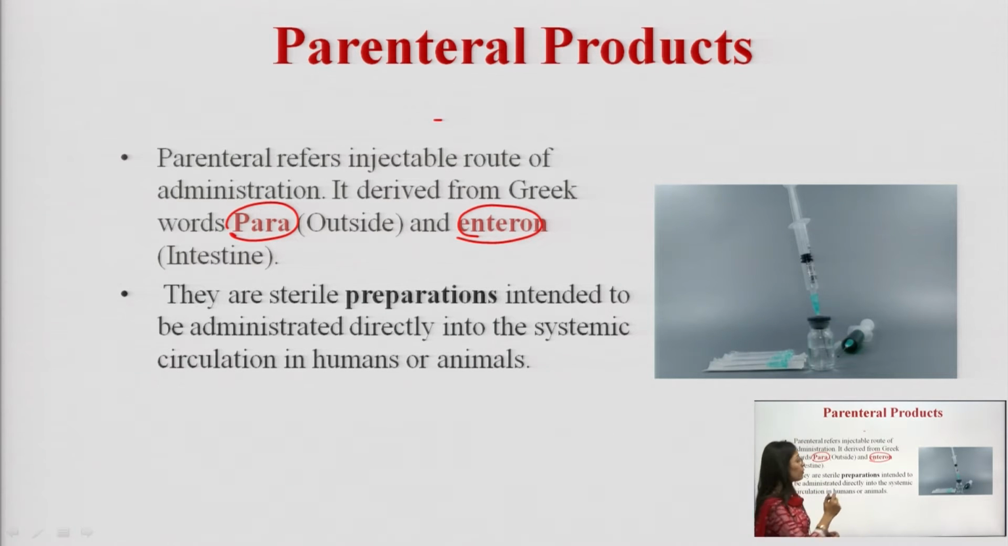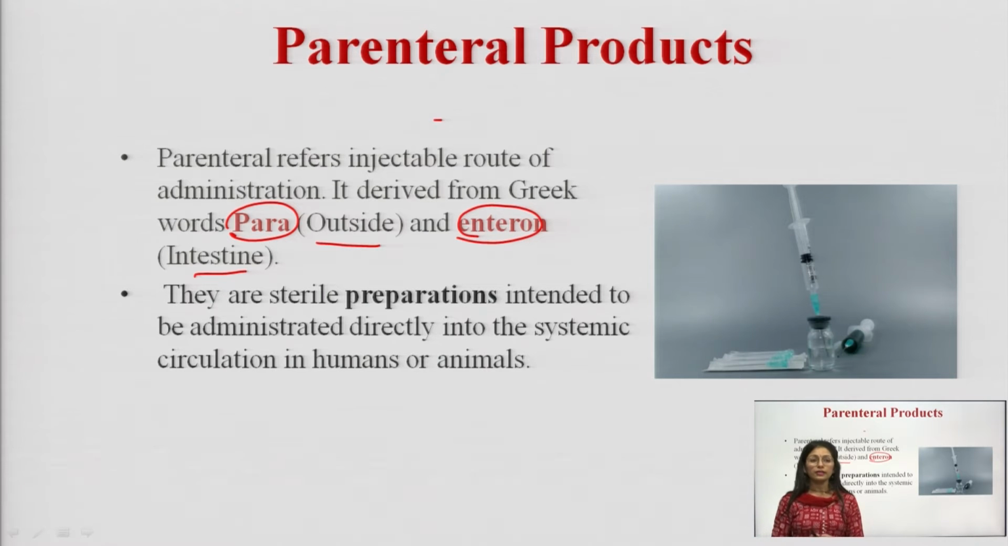So, these parenteral preparations are those sterile preparations that are intended to be used outside the intestine, meaning they are absorbed outside the intestine. That is why it is called parenteral. Okay. So, how can we define it?